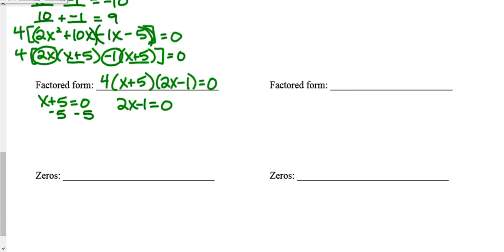So I'm going to subtract 5. So one of my zeros is x equals -5. And then for the second equation, if 2x equals 1, I'm going to have to divide by 2. I'm going to leave that as a fraction. So x equals 1/2. So those are my two zeros. Those are my two answers. Remember, you could always plug those back in for x in the original problem, and it should be a true statement.